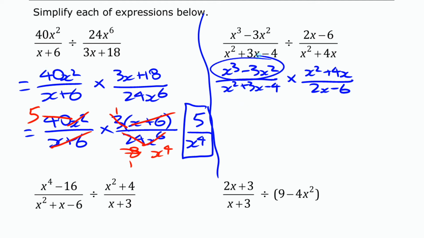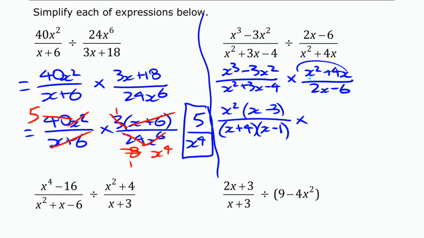This top thing here, we can write as x squared times x minus 3. The denominator of that one we can write as two binomials, x plus 4 and x minus 1. This over here we can actually write as x times x plus 4. And the bottom we can write as a common factor of 2 times x minus 3. So there are actually several common factors we can get rid of there: x minus 3, x minus 3, x plus 4, x plus 4.